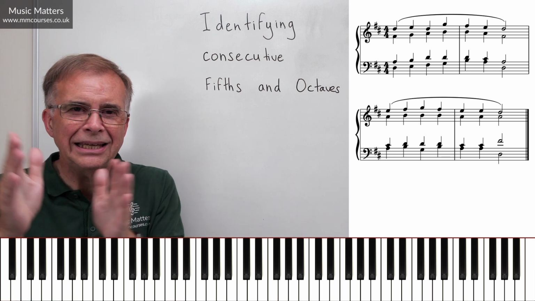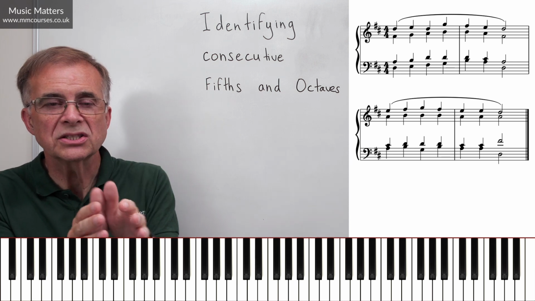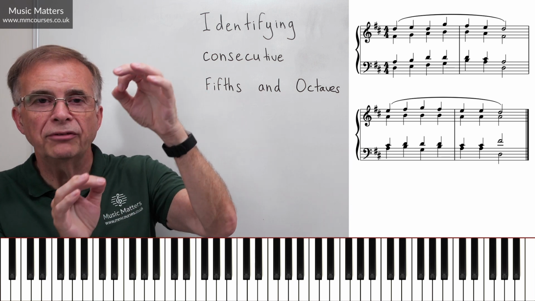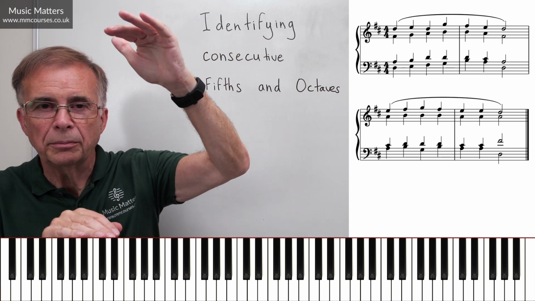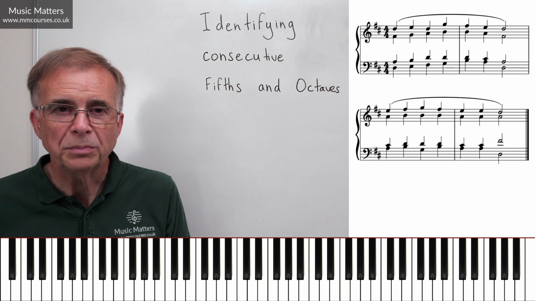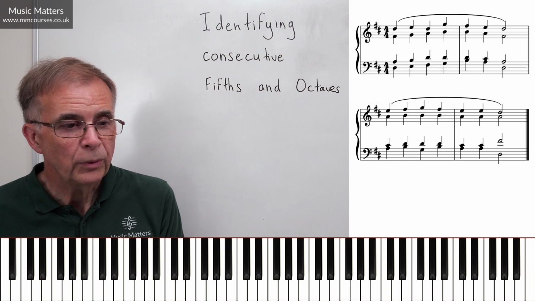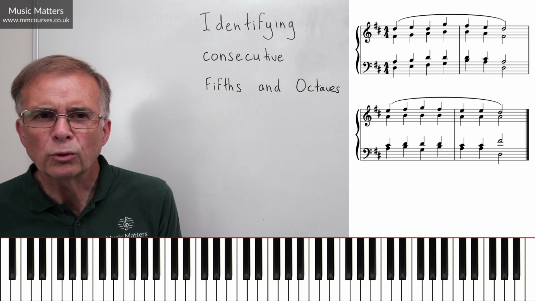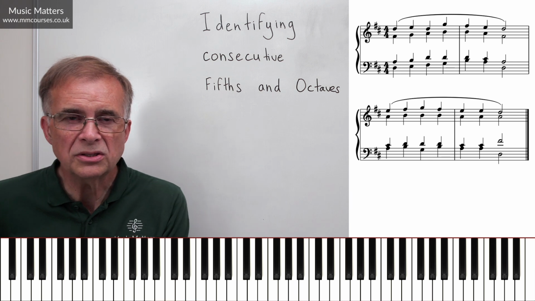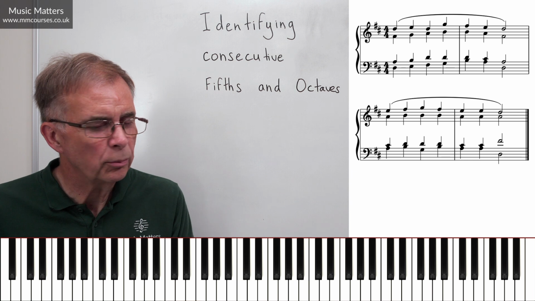So in other words, any pair of parts that progresses from one chord to the next using a perfect fifth followed by a perfect fifth, or a perfect octave followed by a perfect octave, would be considered to be consecutives or parallels, and we're advised to avoid using them. So if you're writing a piece of harmony for a music exam, you definitely want to avoid these things when you're writing in four-part harmony.